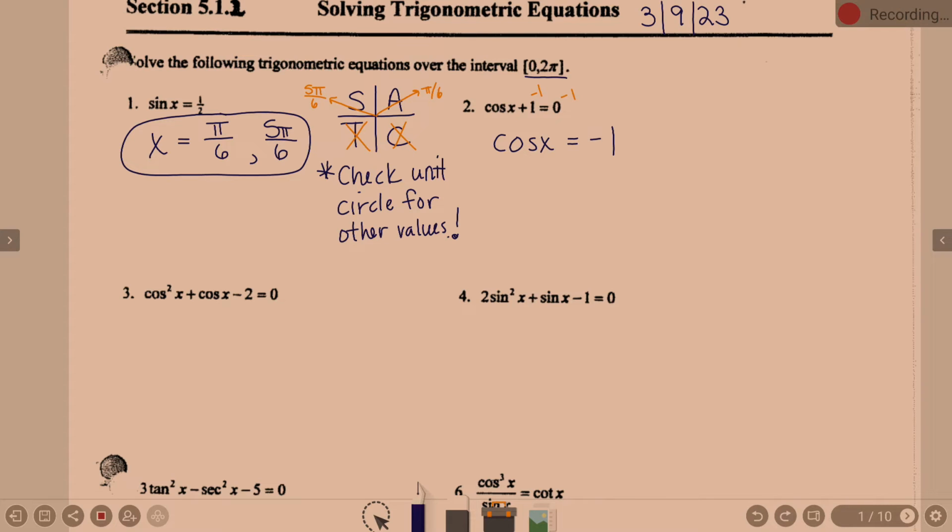So the question I'm asking myself, now that I have my trig function by itself: at what angle, or I should say angles, does cosine equal negative 1? Well, it equals 1/2 at pi over 3.